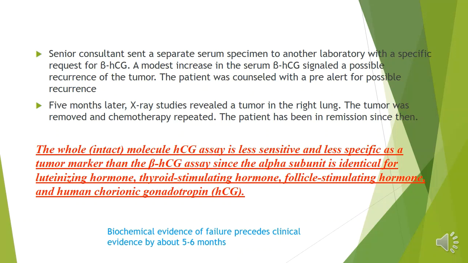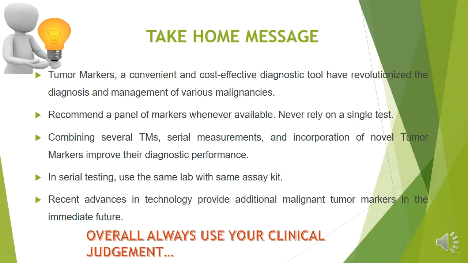So what are the take-home messages? Tumor markers, a convenient and cost-effective diagnostic tool, have revolutionized diagnosis and management of various malignancies. Recommend a panel of markers whenever available. Never rely on a single test. See, sometimes, like colorectal carcinoma, you can bank on CEA. For a pancreatic carcinoma, you can bank on CA19-9. But as I told, for gastric carcinoma, you have to rely on both CEA and CA19-9.